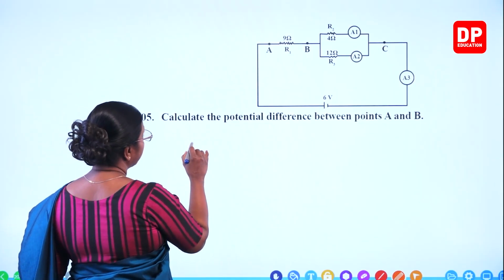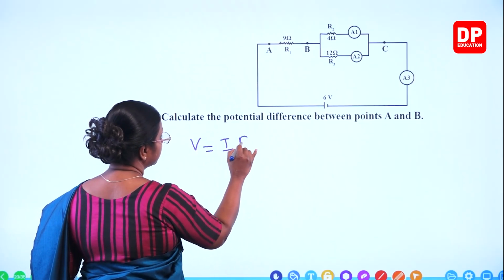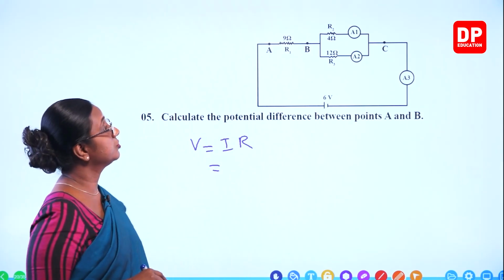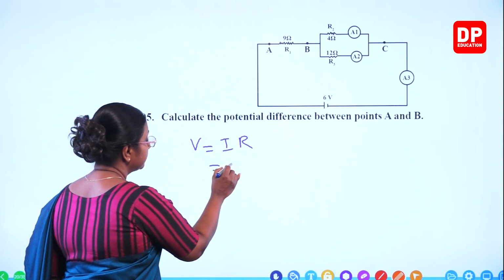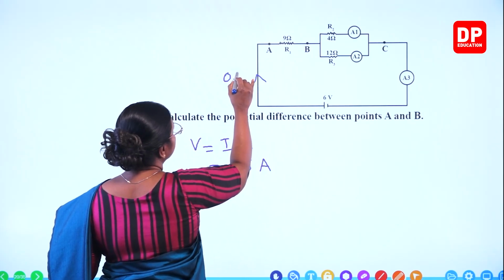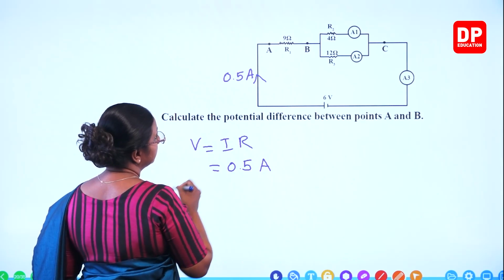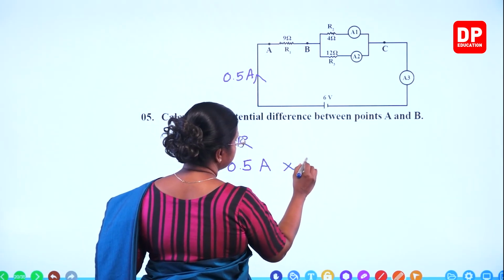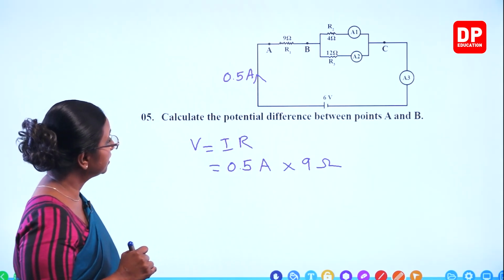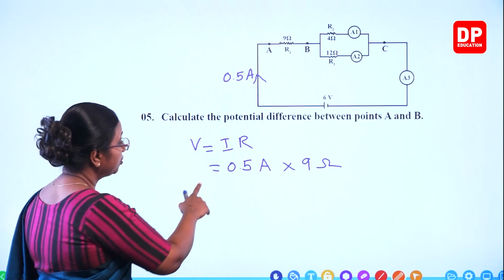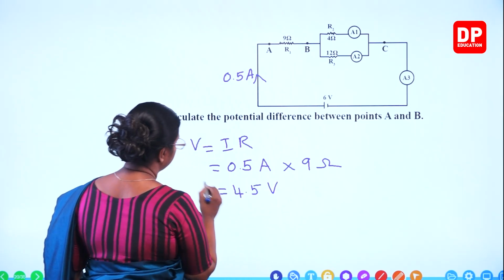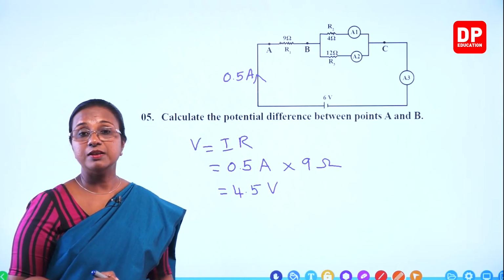So between points A and B, potential difference equals I into R. Here we know the total current flows through R1, that is 0.5 amperes. We calculated I as 0.5 amperes. Then R is given to us, 9 ohm is the resistance. So 0.5 into 9, that is 4.5 volts. Potential difference is 4.5 volts.